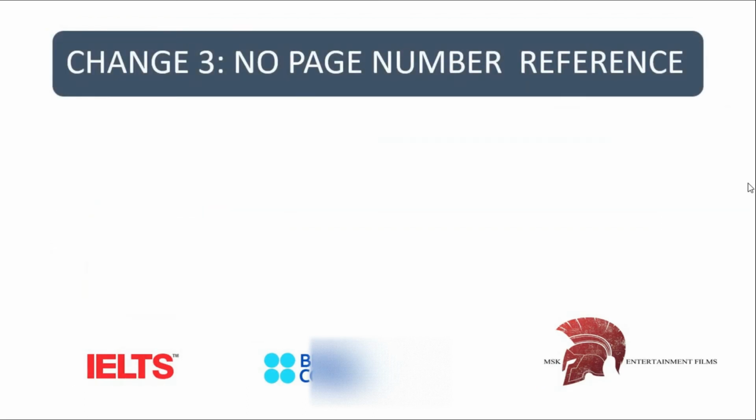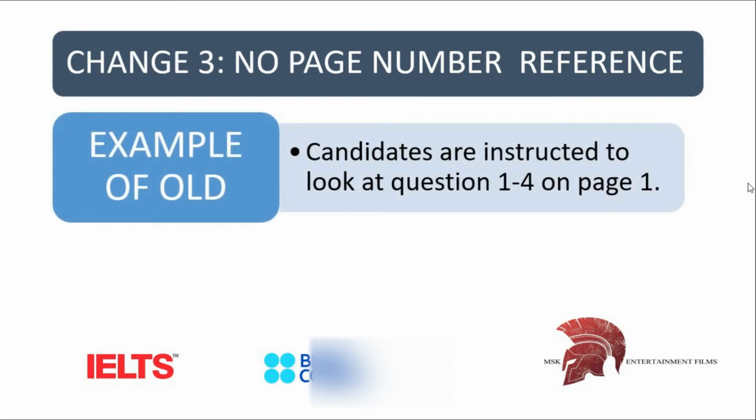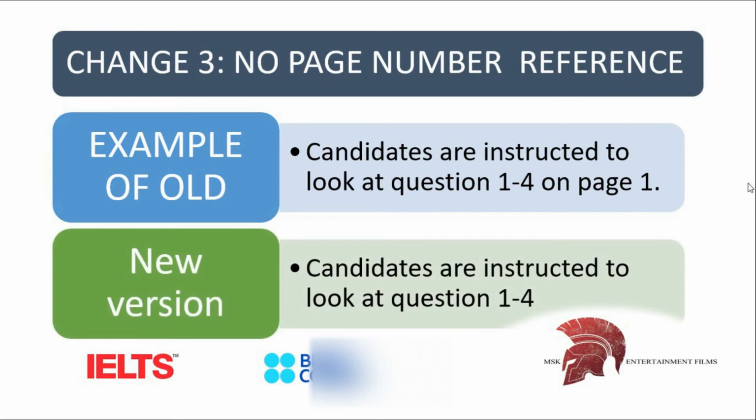The third change is that there will be no page numbering. In the older version, candidates were instructed to look at question 1 till 4 or 1 till 10 on page 1 and 2. In the new version, you might not hear like this. They might say candidates are instructed to look at question 1 till 4 or 1 till 6, but they will not inform you of the page numbers.